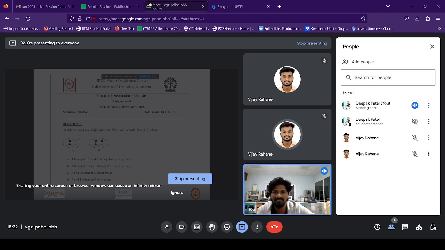Coming to the first assignment, question number one is: identify the point group to which the molecules A and B belong. This is molecule A, this is molecule B. In molecule A, E and A indicate the equatorial and axial positions. This is also similar. The options are: A belongs to C1 and B belongs to Ci point group. Similarly, the second option: A belongs to Ci and B belongs to C1 point group. Both belong to these three. So there are some options.